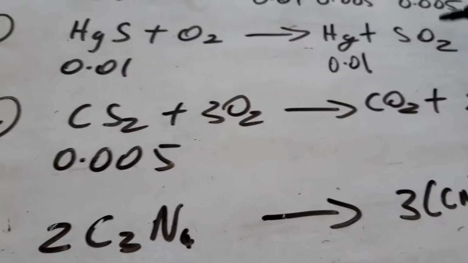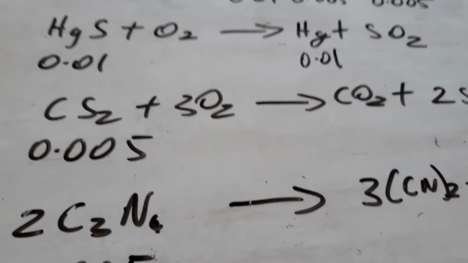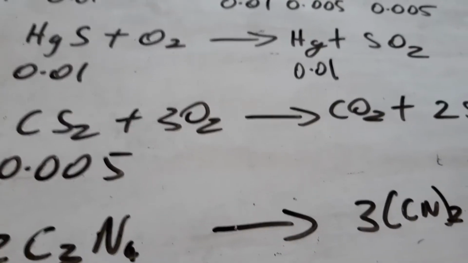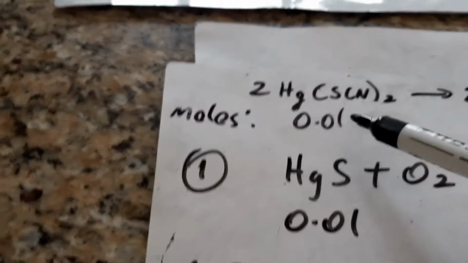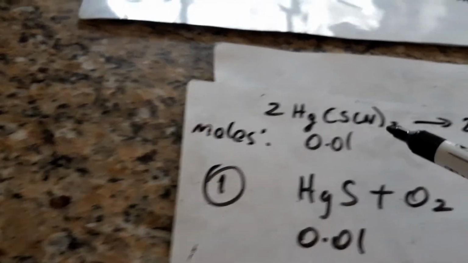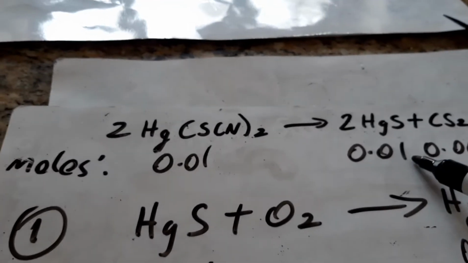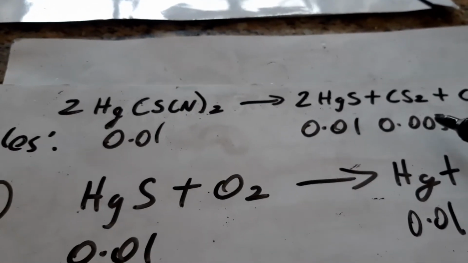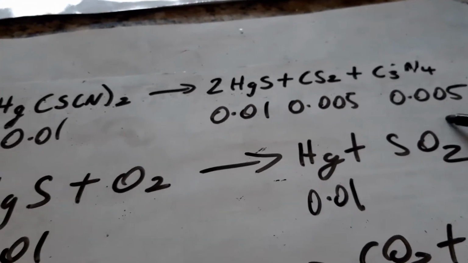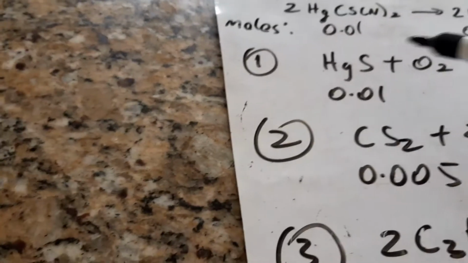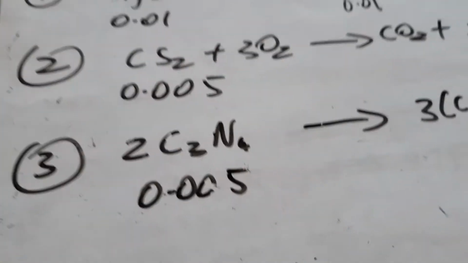So literally we have to total up the amount of moles of each of these produced. And again, that's really, really easy to do. What I've done is here, you can see at the very start, we worked out that we have 0.01 moles of reagent at the start, and that gives us 0.01 moles of mercury sulfide, 0.005 moles of CS2, and 0.005 moles of C3N4. So each of these products then decomposes according to each of the 3 equations given to us.